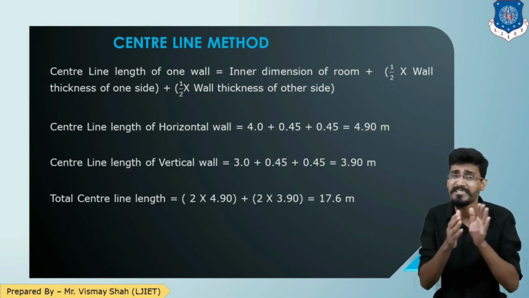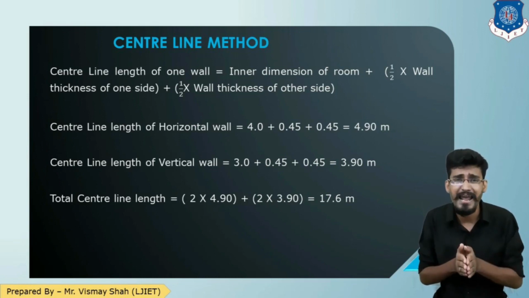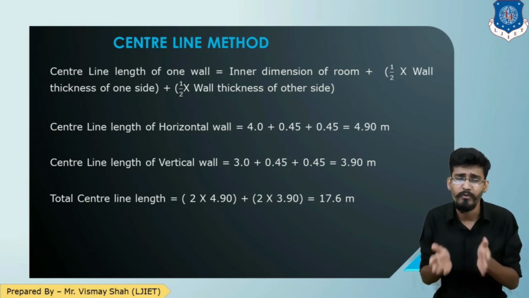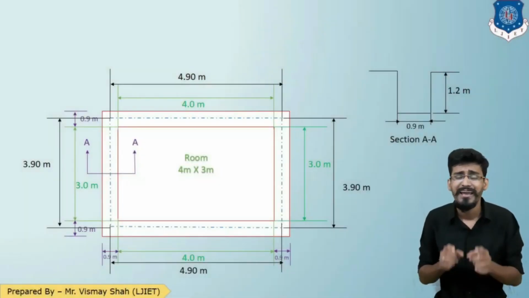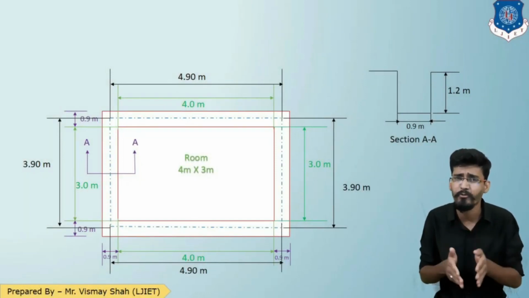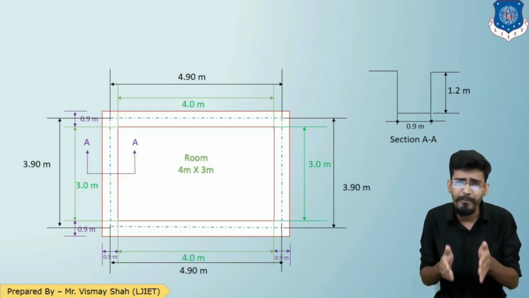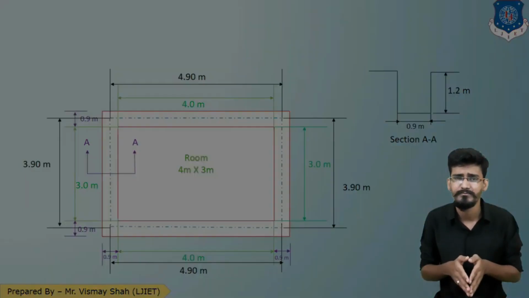What have we done? We have done just the total centerline length calculation. Moving forward, as you can see in the drawing, I have highlighted the total centerline length which we have just found out from the formula of the total centerline length method.